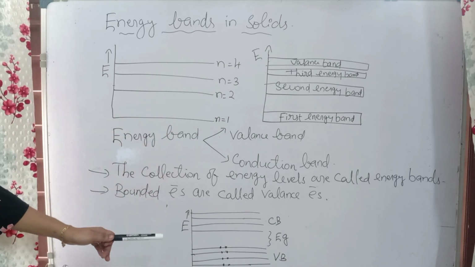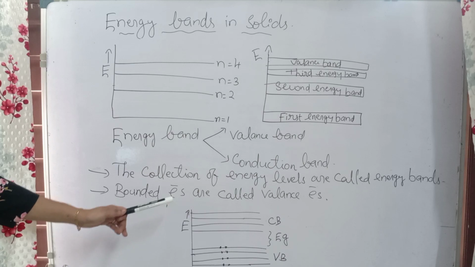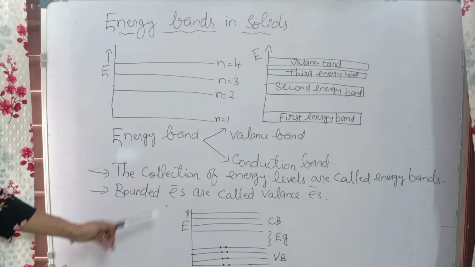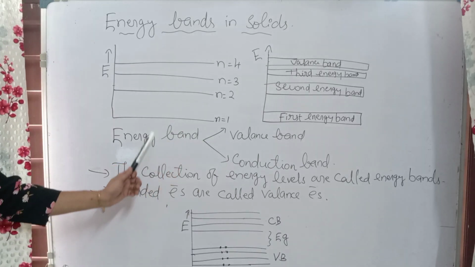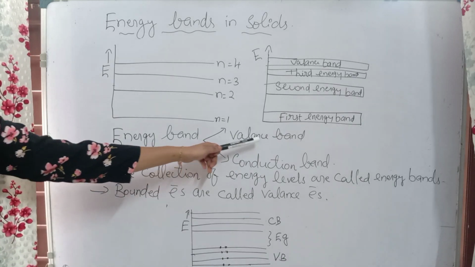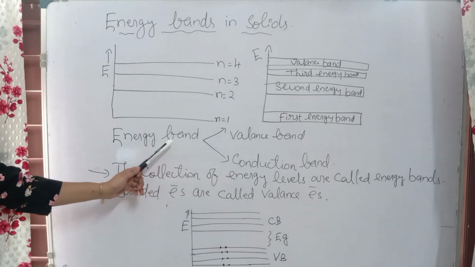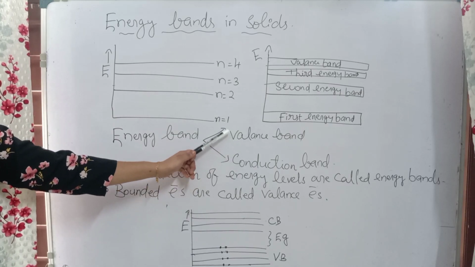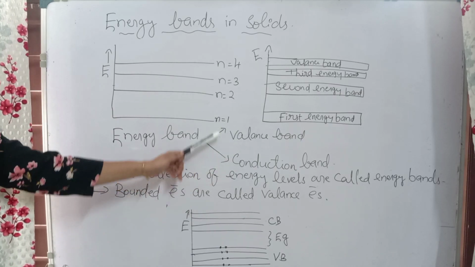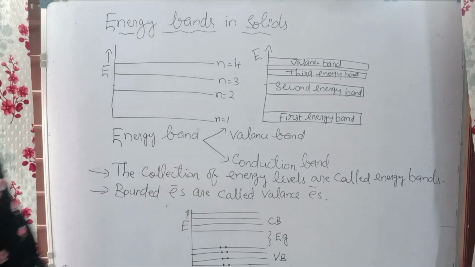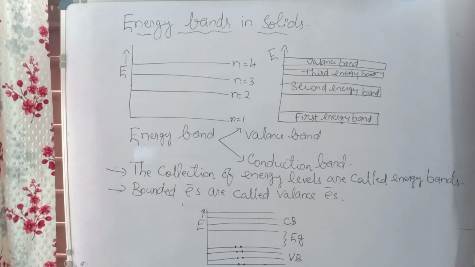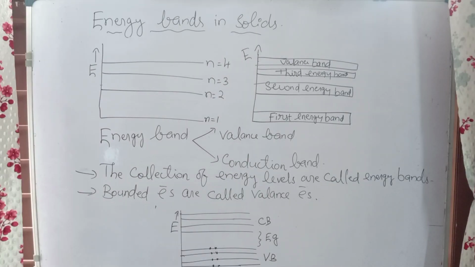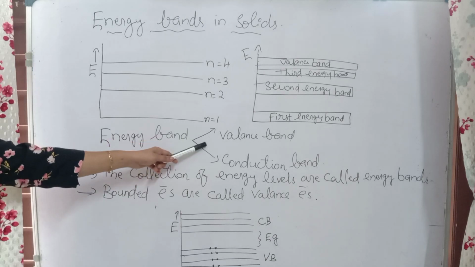And if you are considering the energy level, here we can see that there are two energy bands, that means the valence band and the conduction band. So in the case of energy bands, there are two types of energy bands, that is, the valence band and the conduction band.